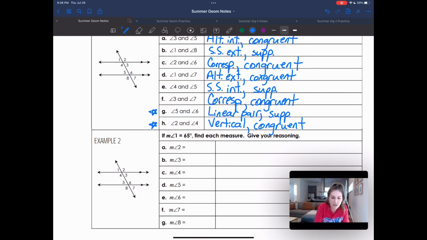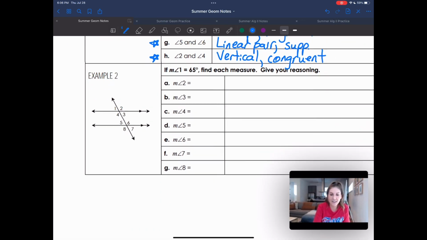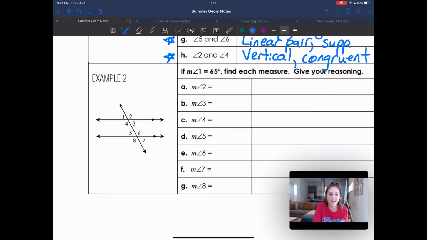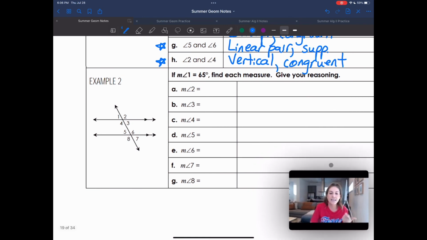Okay, very good. Last one here. We're going to actually do a little bit of math now. It gives you the measure of angle 1, and based off of that one angle, it wants you to find the measure of every other angle, which seems like a lot, but these are so easy, y'all. I promise, the easiest problems you'll get, okay? And it does say give your reasoning.